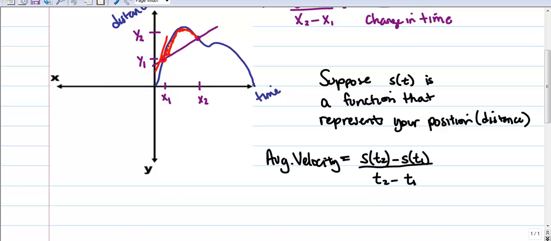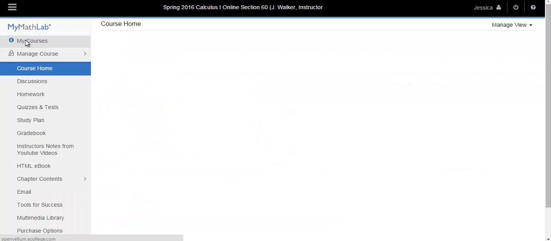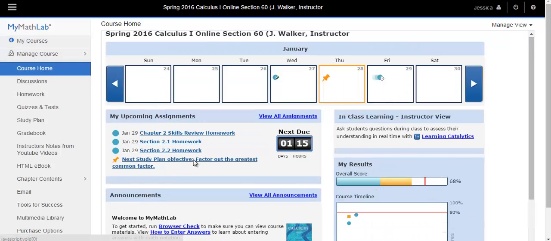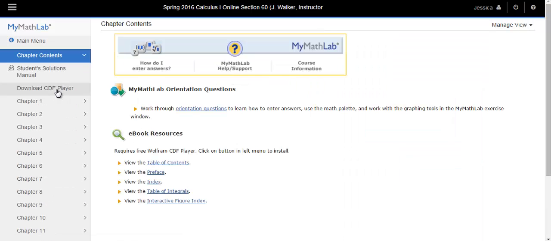If you look, let me pull up your book. This is the textbook. I really like the way that the textbook works. Make sure you download the CDF player. If you go into MyMathLab, on the course home you've got the browser check, but also when you go to chapter contents, it'll have download CDF player, and that'll let you view the book, which is pretty cool.